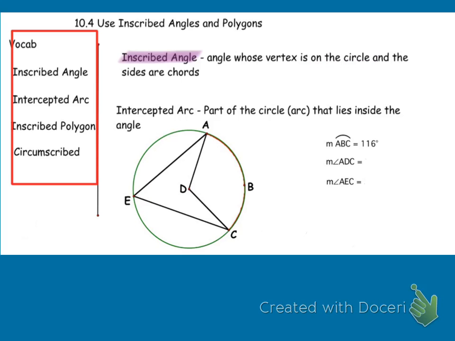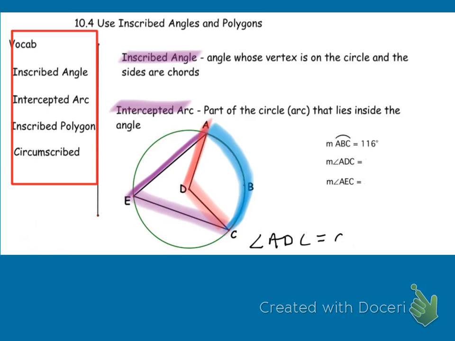Okay, with that, our next vocabulary word is the intercepted arc. The intercepted arc is the part of the circle, or arc of the circle, that lies inside the angle. So if this is my inscribed angle, the intercepted arc would in turn be this arc AC. Now, in addition to that, we also have this other angle ADC. What kind of angle is that? Remember, that's the angle coming out of the center of the circle. So ADC is a central angle.